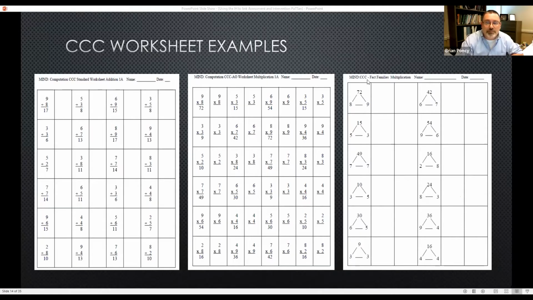Cover, copy, compare for fact triangles. So here, if you're doing multiplication, 8 times 9 is 72, 9 times 8 is 72, or you could do write me one multiplication, one division, depending on what you're teaching and where you're teaching, but those part-whole relationships can be done there.